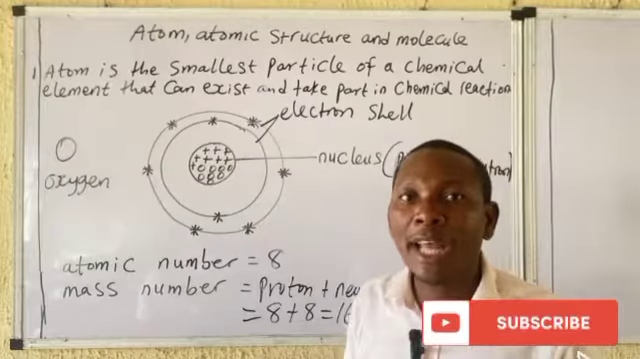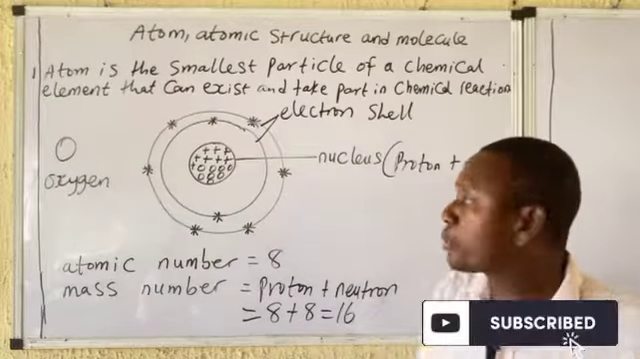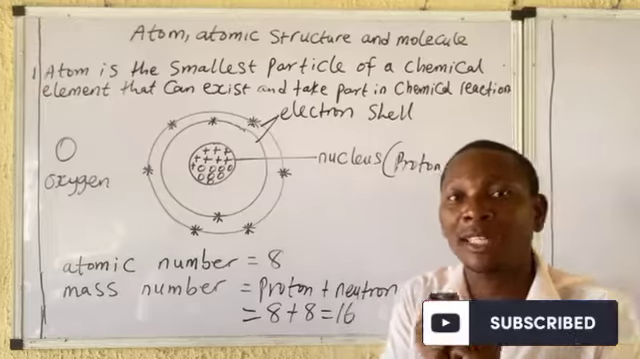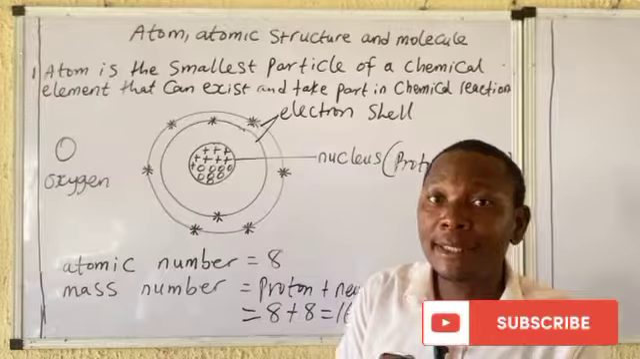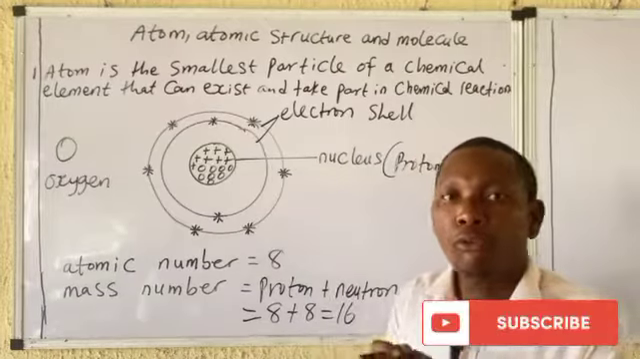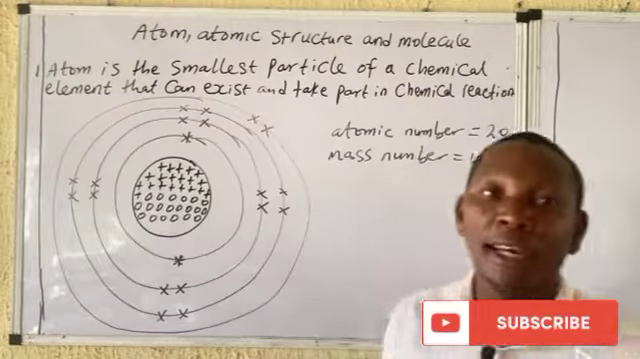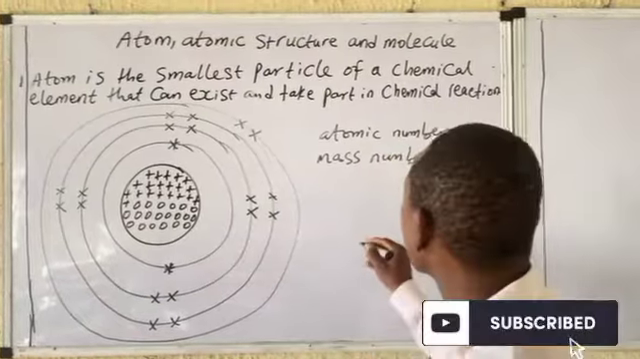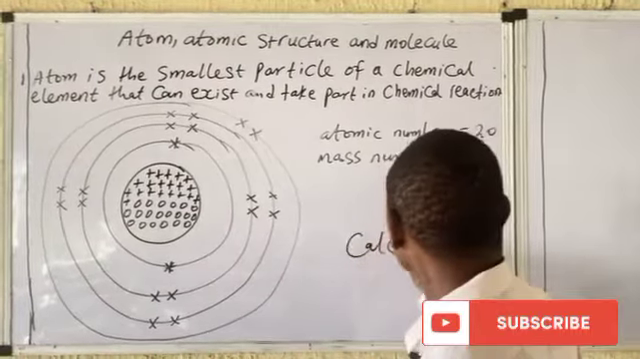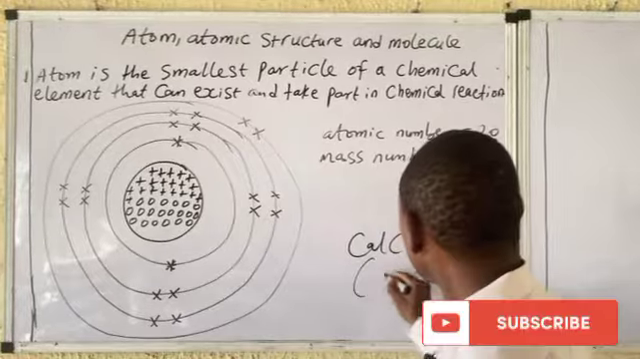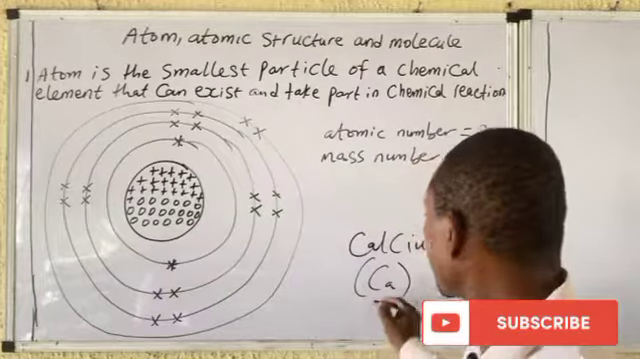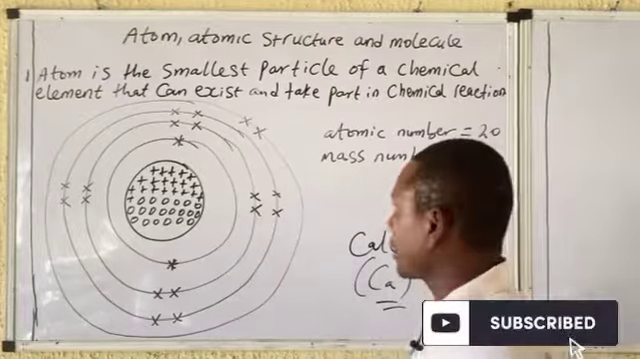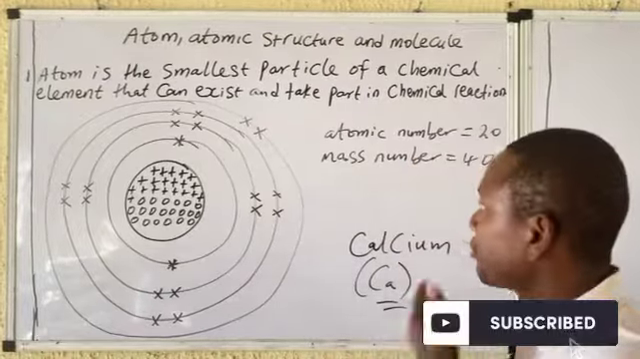Now, I would like you to go with me while I draw another atomic structure, that of calcium, which has an atomic number of 20 and a mass number of 40. Let's take a look at the atomic structure of calcium. Now, calcium is represented by Ca. All right, this is the symbol for calcium. I'll make a separate video for the first 20 elements, when we are talking about the periodic table.